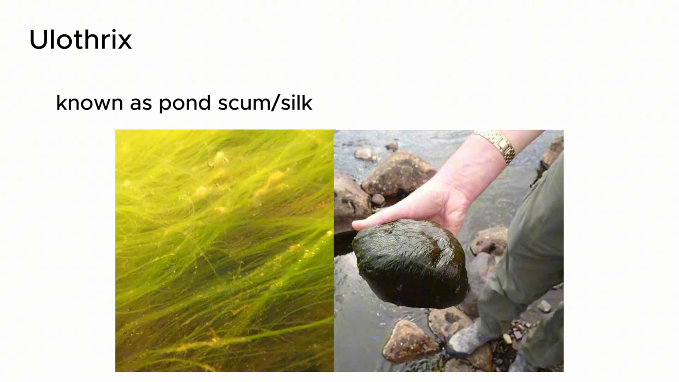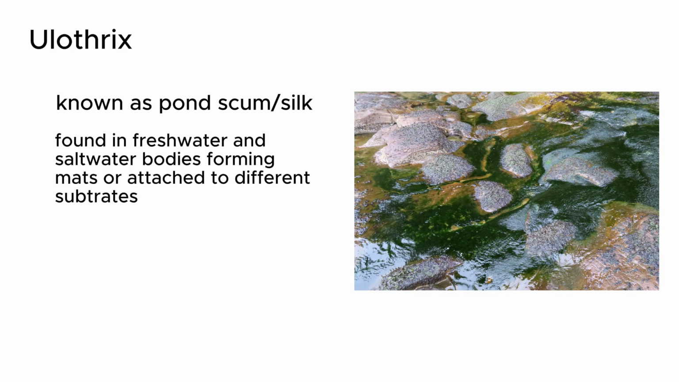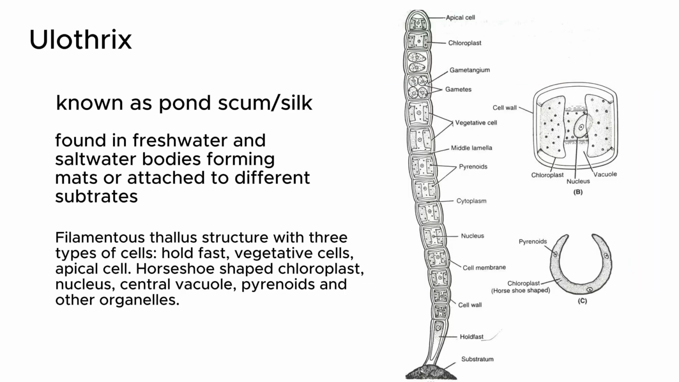Ulothrix is a genus of green alga commonly referred to as pond scum or silk. Pond silk refers to their slimy and slippery physical property. It can be found in both marine and freshwater environments, especially in nutrient-rich lakes and streams, forming mats or attached to different substrates. It also has a filamentous structure with 3 types of cells: the holdfast, vegetative cells, and apical cell. It also has a horseshoe-shaped chloroplast, a central nucleus, central vacuole, pyrenoids, and other organelles.